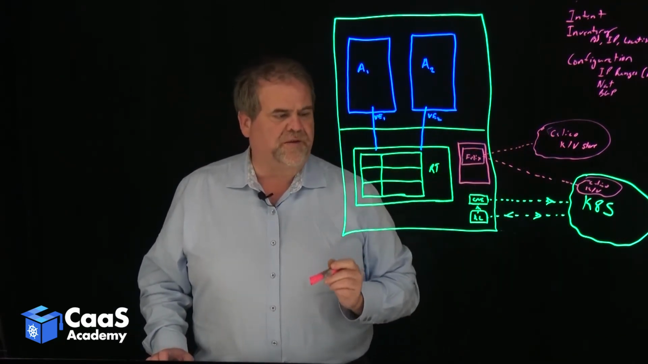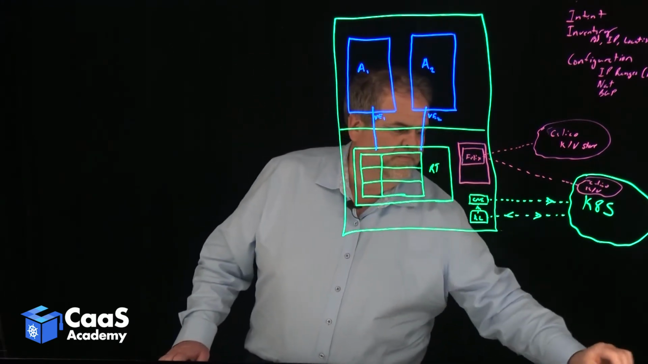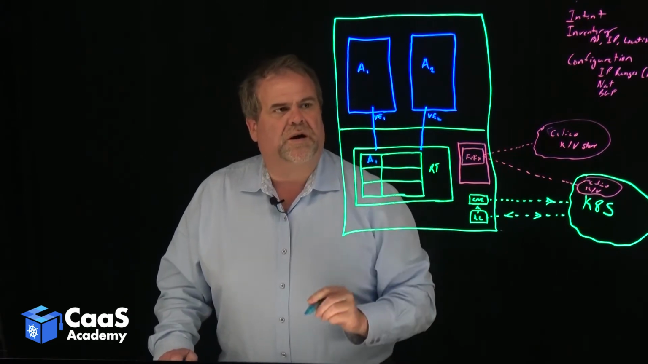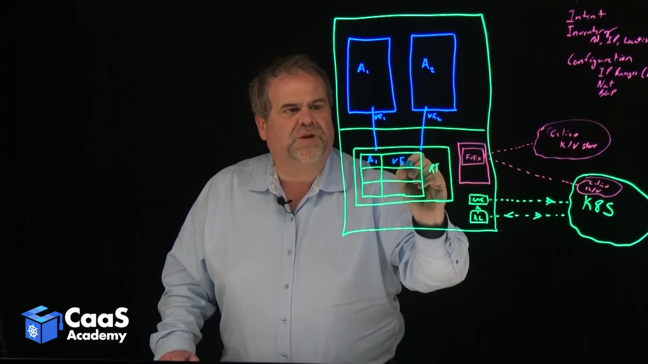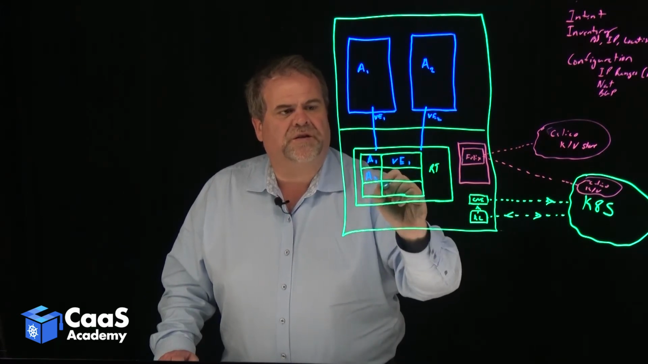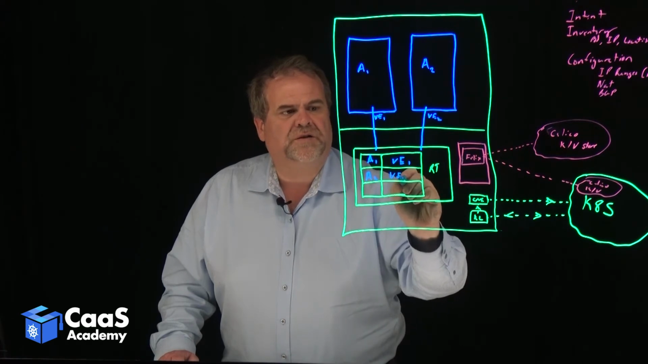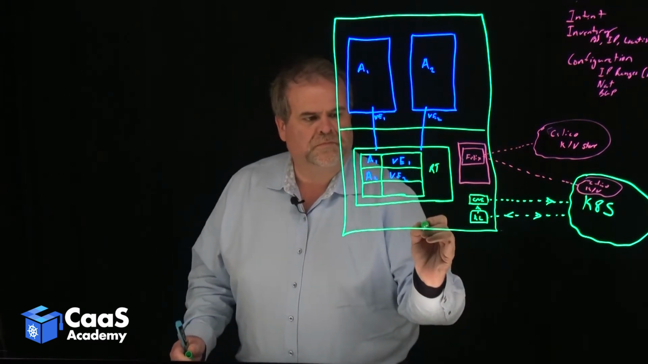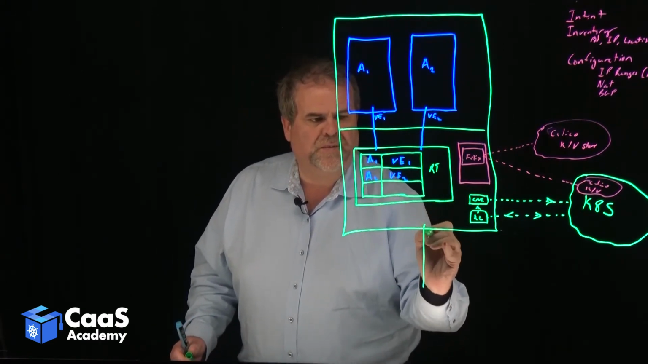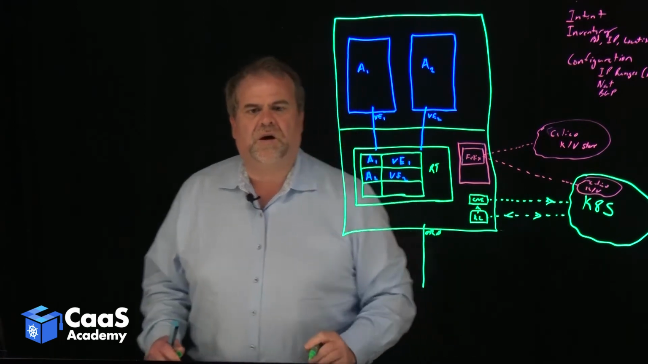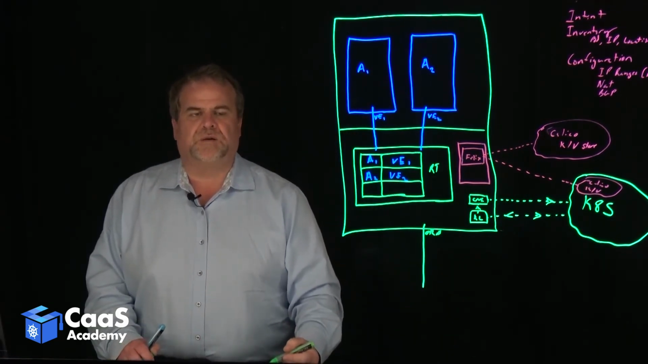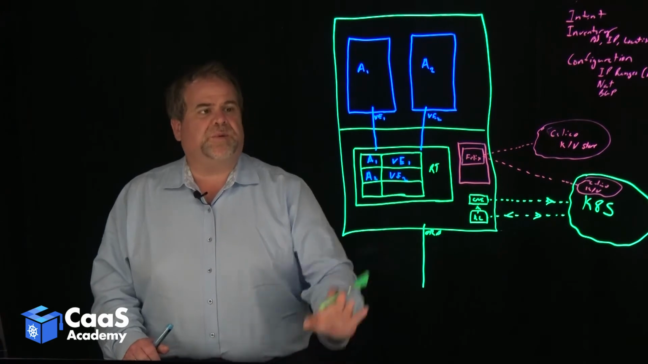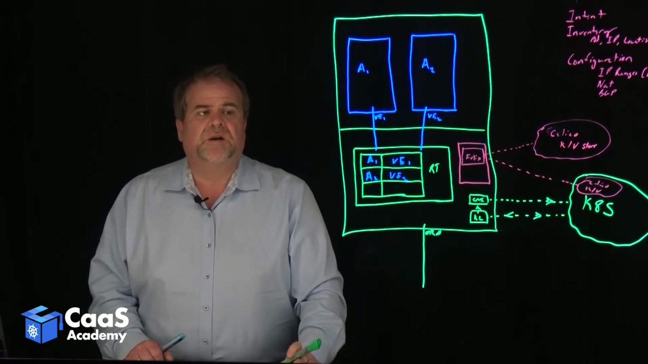Felix will now find out about this. So all Felix is going to do is update this routing table. It's going to say IP address A1, next hop is virtual Ethernet 1. It's going to say IP address A2, next hop is virtual Ethernet 2. Similarly, we might call this Eth0. The host has a network connection as well.